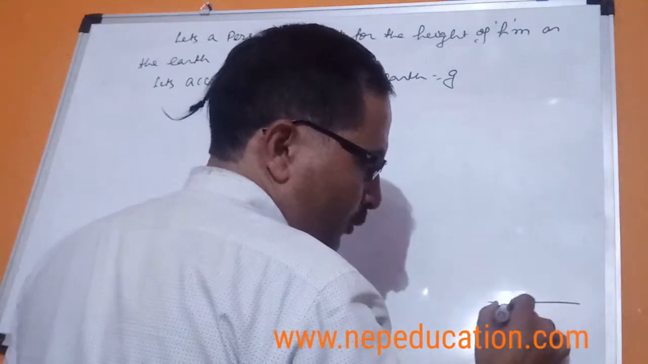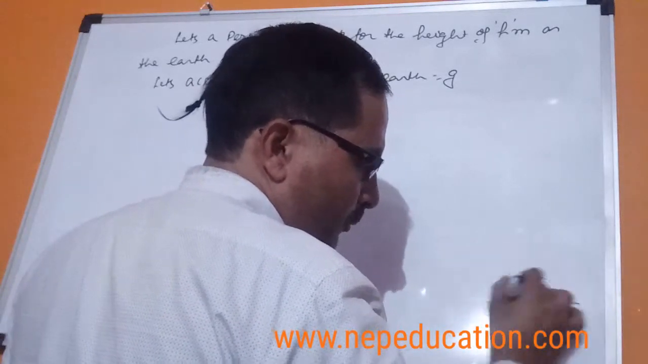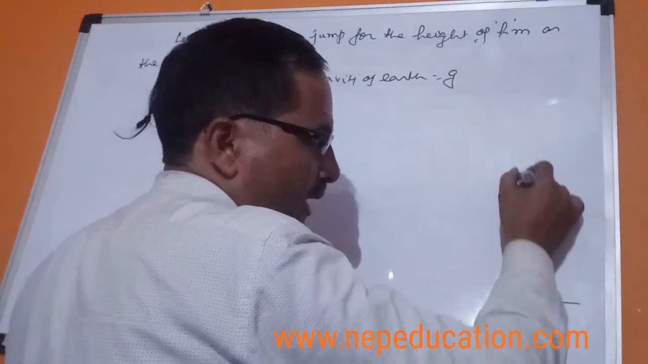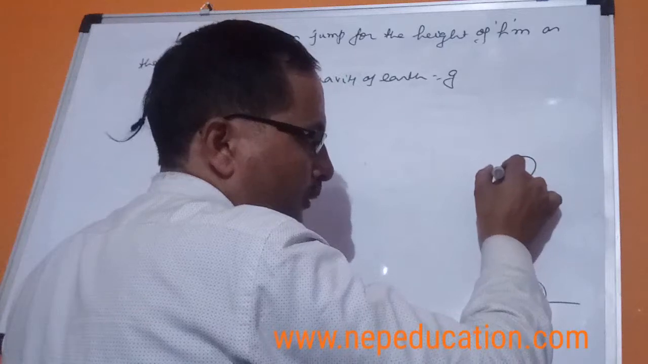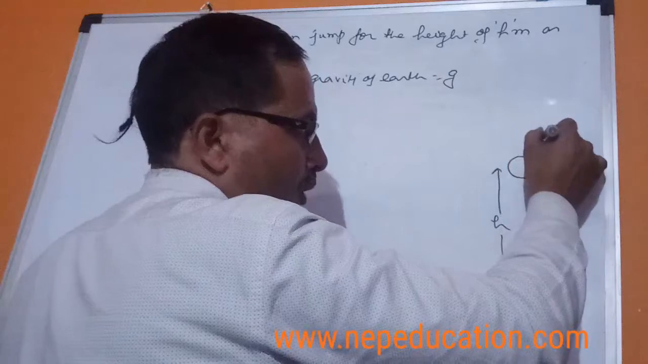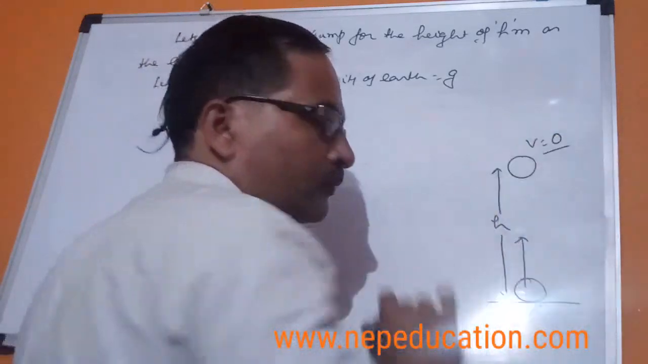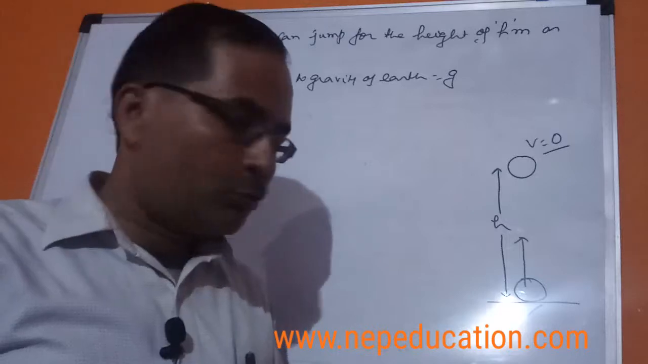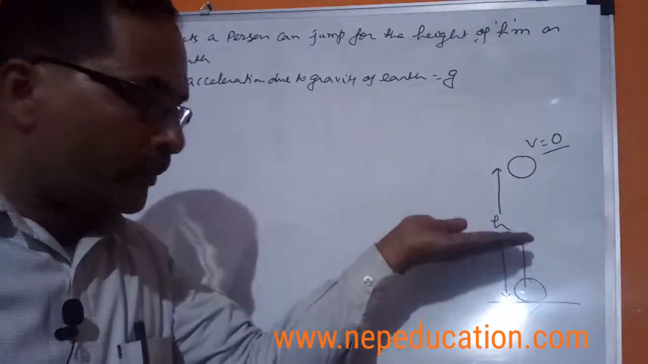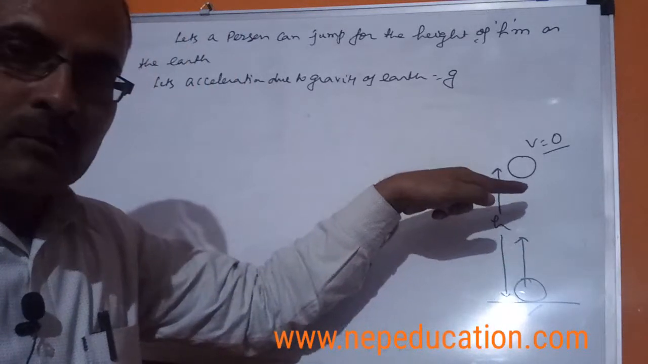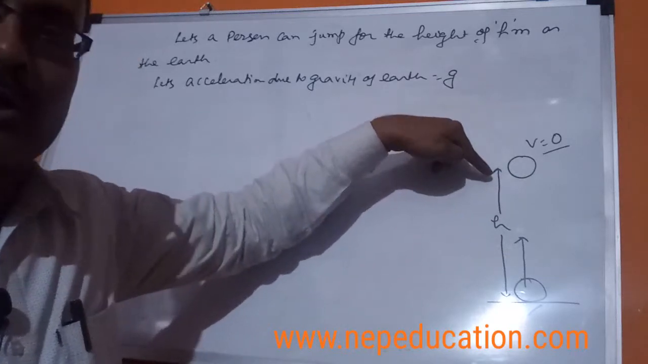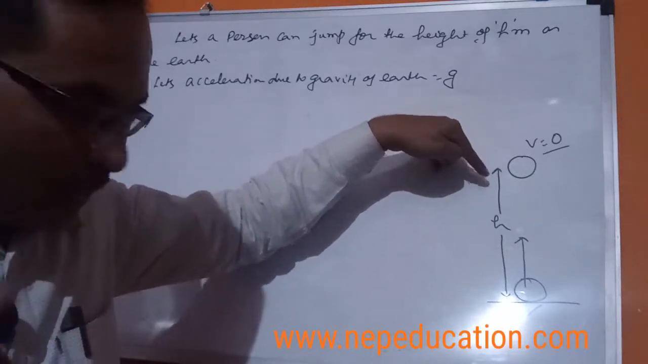Suppose any person jumps. What will happen? They must give some initial velocity, and then they will jump to h height. Suppose it jumps to h height, and the final velocity will always be 0, because acceleration due to gravity acts downward but the person jumps upward. It means the body is retarded, and finally its velocity becomes 0 at the h height.